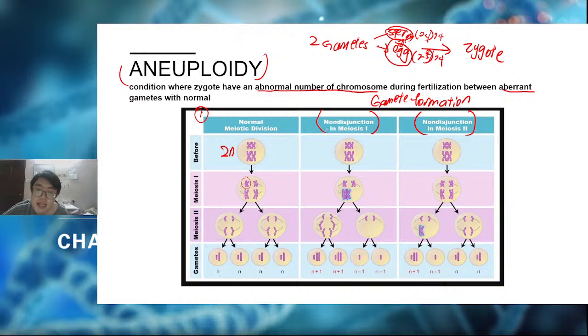But if a mutation occurs, we call it non-disjunction, occurring in either meiosis 1 or meiosis 2. Then the chromosome number will be changed.